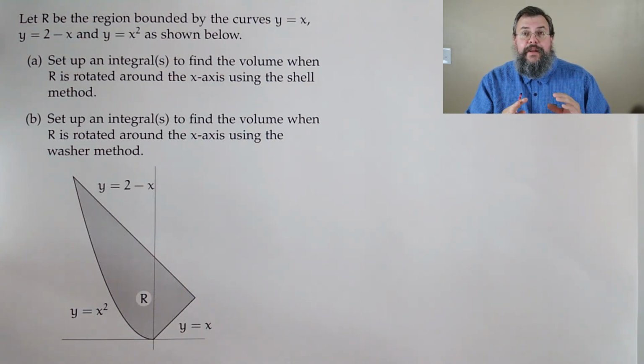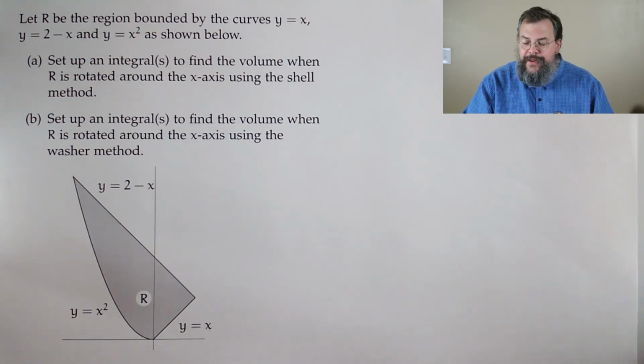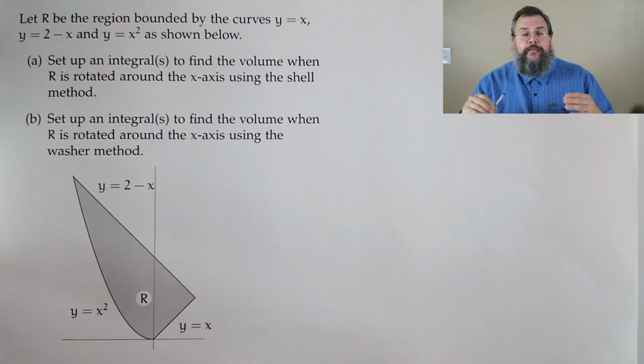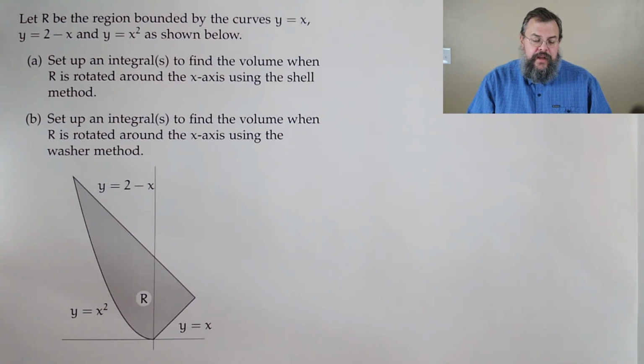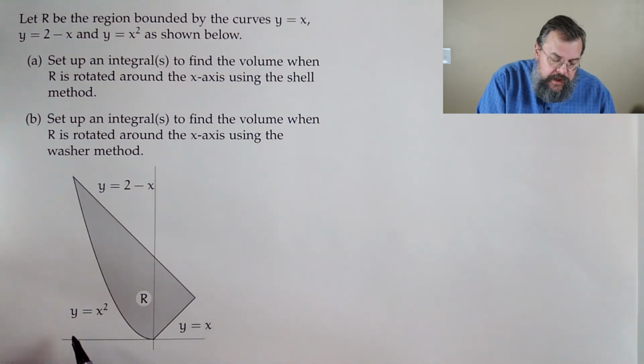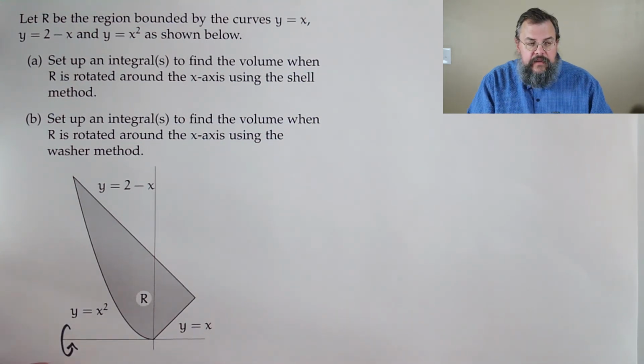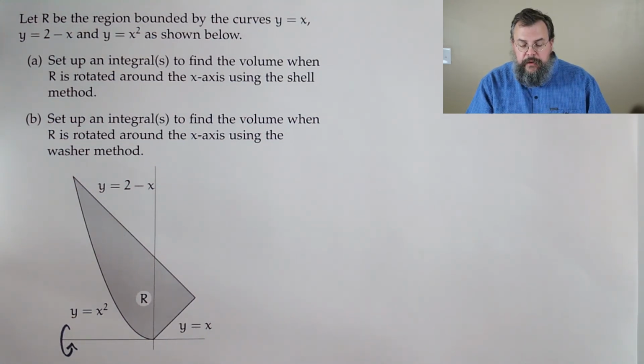Now, a nice thing about this problem, we only have to set it up. We don't actually have to see what the answer is. So, kind of a little sad we don't get to do the problem right to the end, but we'll live with it. Now, let's think about what we need to know. We know we're rotating around the x-axis in both cases. Okay, that's good. We should probably spend some time identifying intersection points.